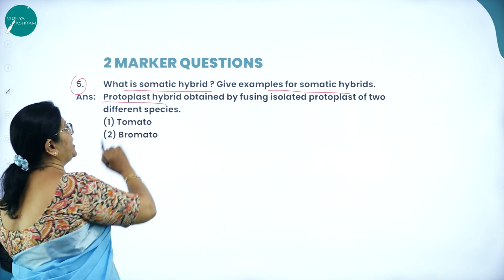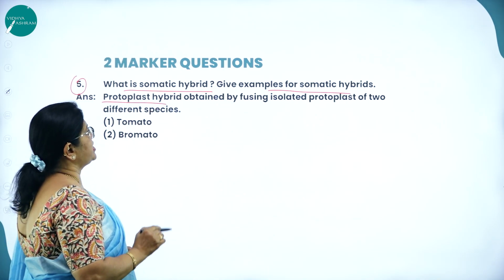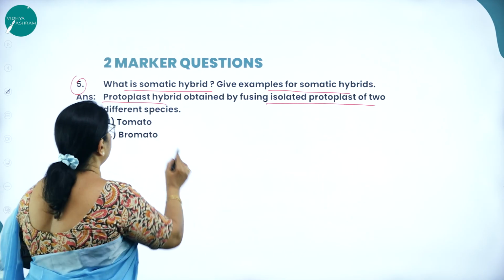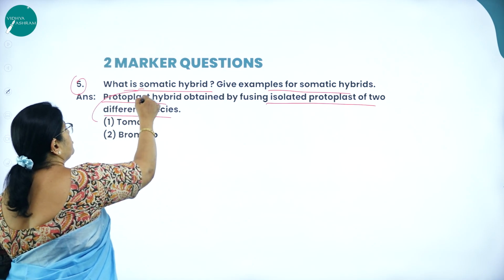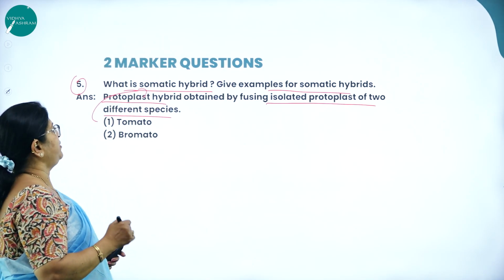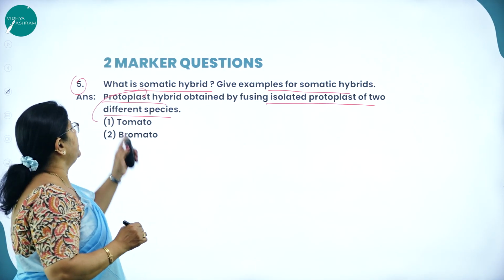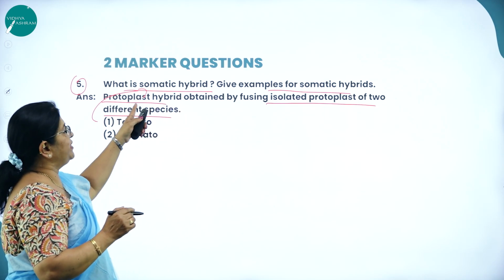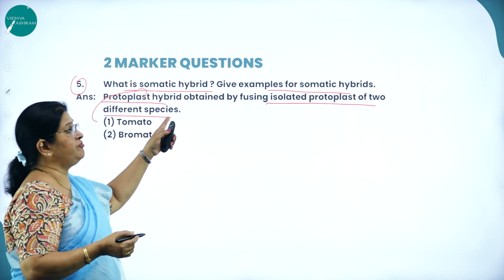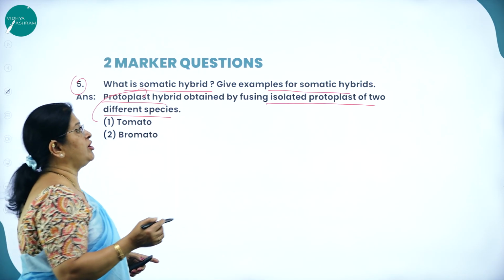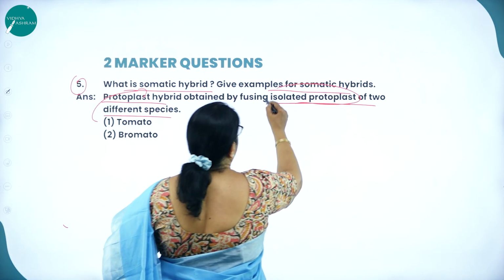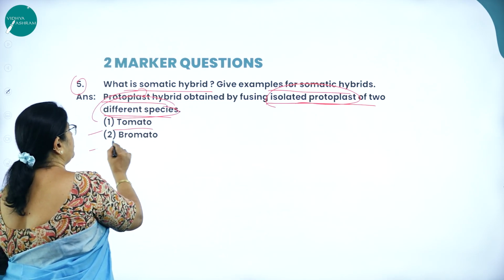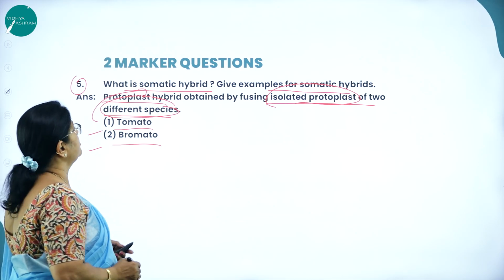So, what is somatic hybridization? Protoplast hybrid obtained by fusing isolated protoplasts of two different species is called a somatic hybrid. The very word itself will tell you: a somatic hybrid is a protoplast hybrid obtained by fusing isolated protoplasts of two different species. For example, we have tomato and bromato.